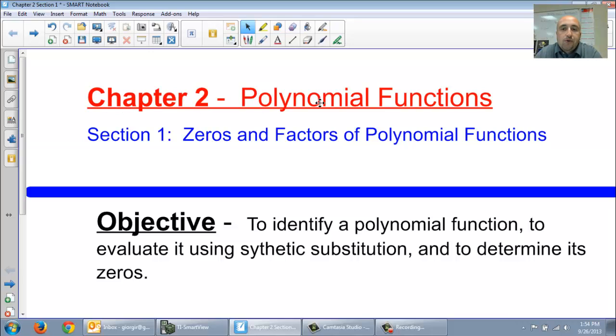We're going to start Chapter 2 by talking about this word: polynomial functions. Polynomial functions. Polynomials. Section 1 is called Zeros and Factors of Polynomial Functions. The objective of this particular section is to identify polynomial functions and to evaluate them using synthetic division. Those are the two main things that this particular section is going to cover.